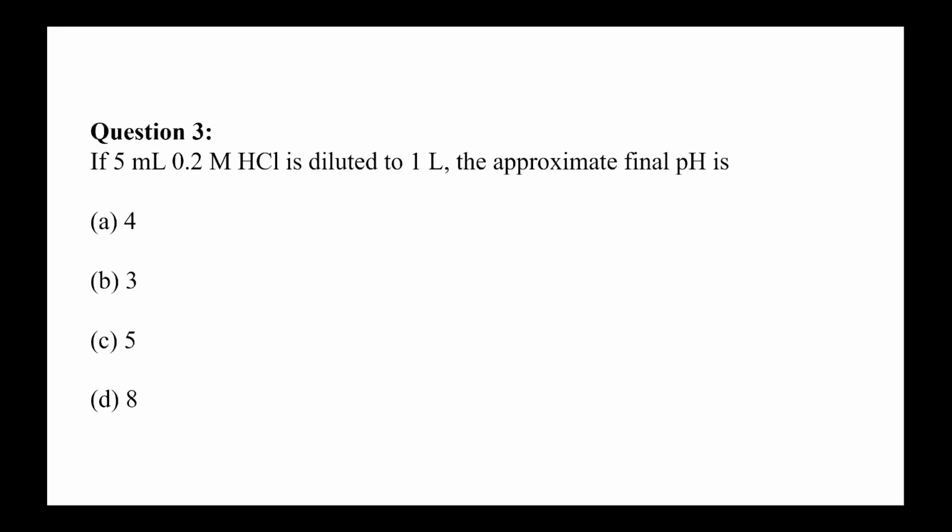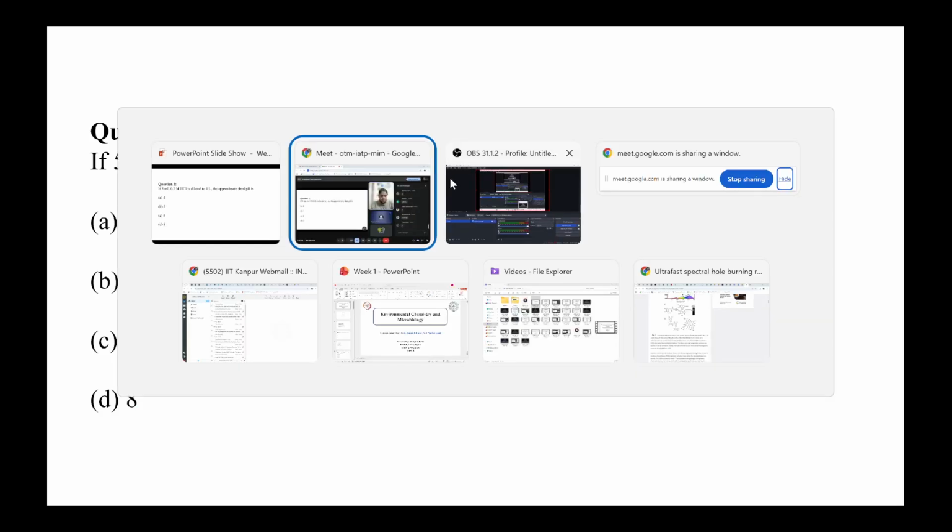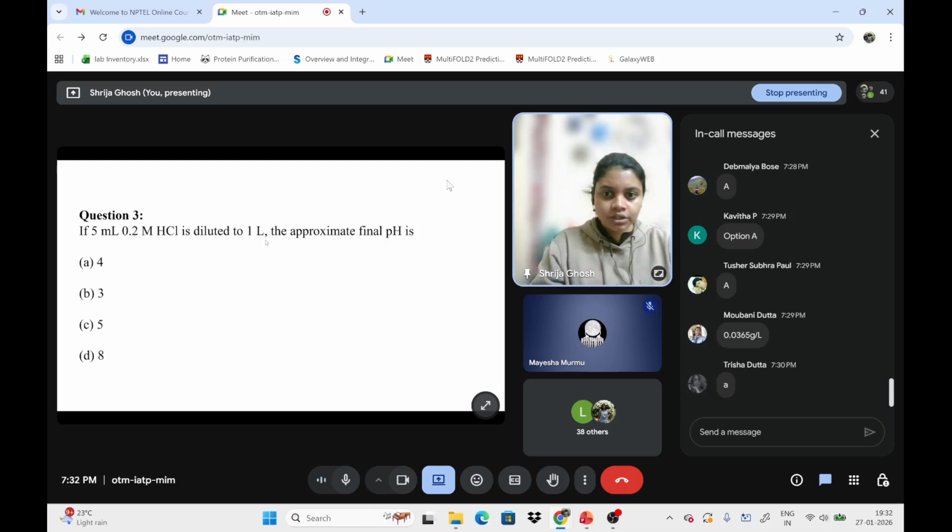Moving on to the next question, question number 3. If 5 ml 0.2 molar HCl is diluted to 1 liter, the approximate final pH will be. Options are option A 4, option B 3, option C 5 and option D 8. So 5 ml of 0.2 molar HCl is diluted to 1 liter. So final pH has to be calculated. Okay, I'll give you some time. All of you use your calculators and calculate.